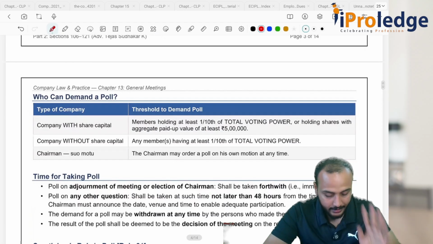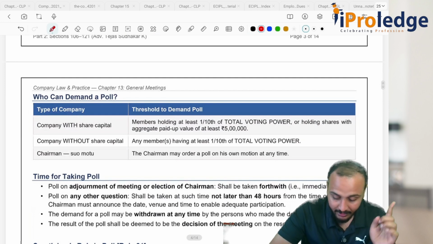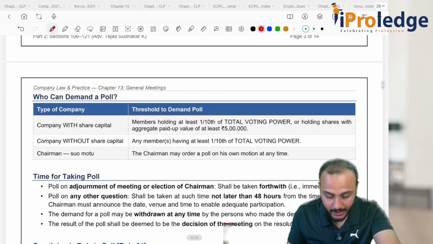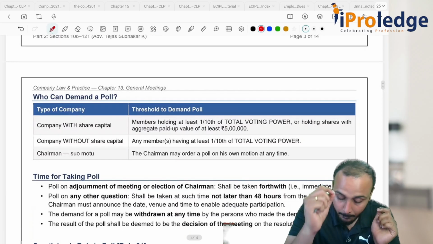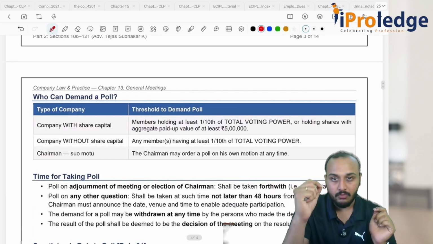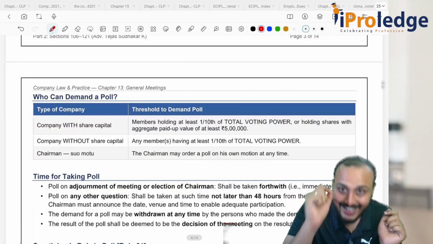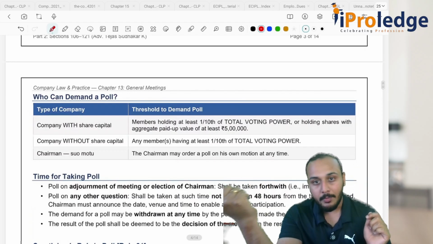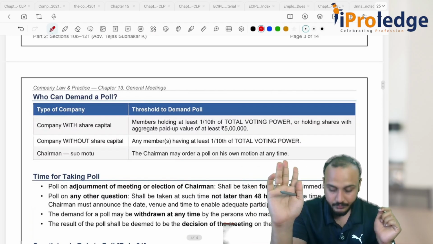Now again there are two categories: company with share capital and company without share capital. Where the company is having share capital, at least 1/10 of the total voting power or holding shares of aggregate paid up value of at least 5 lakh rupees. If you are someone or together with someone, your combined paid up value is at least 5 lakh rupees, then you will be entitled to demand a poll. Okay, or 1/10 of the total voting power.